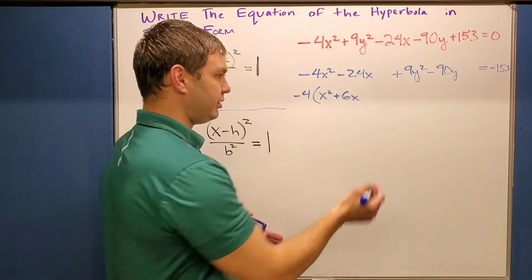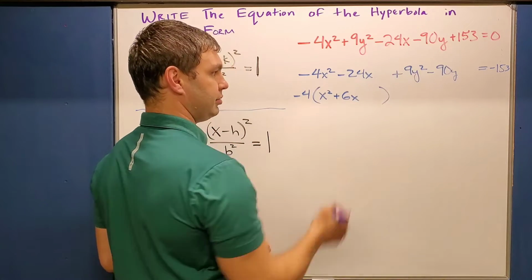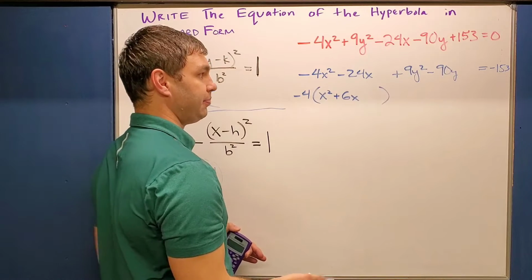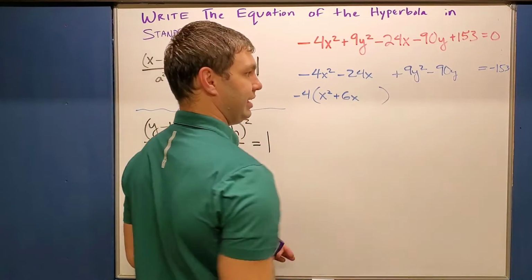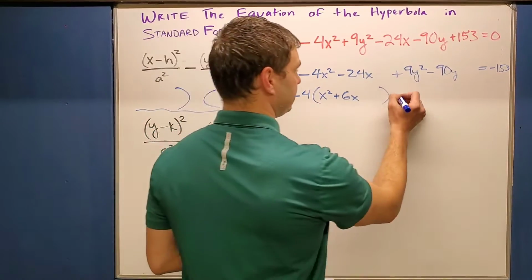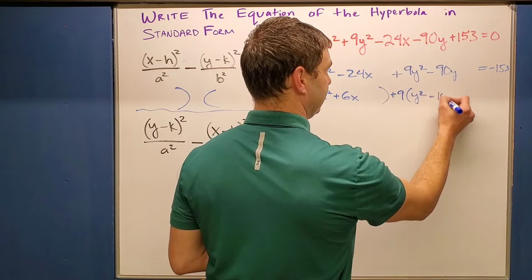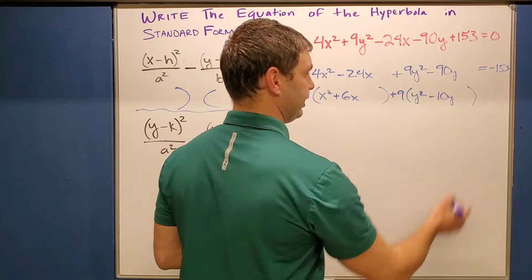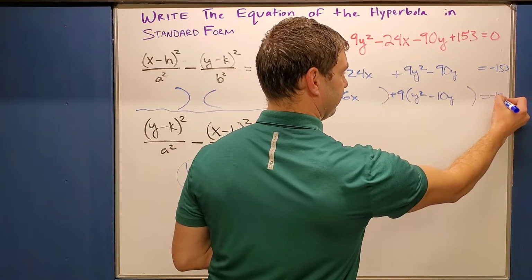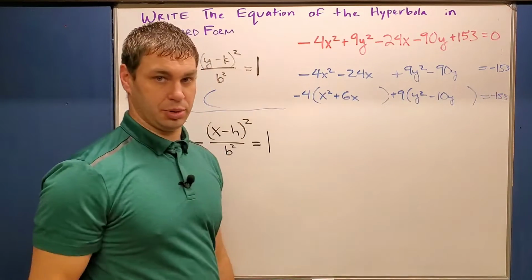All right, we need to complete the square, so I'm going to leave a little space. We'll fill that in here in a second. And then it looks like I can maybe take a 9 out of the next group. So if I take out a positive 9, that leaves me with y squared minus 10y. Leave a little space, and then this still equals negative 153 over on the edge of the board.